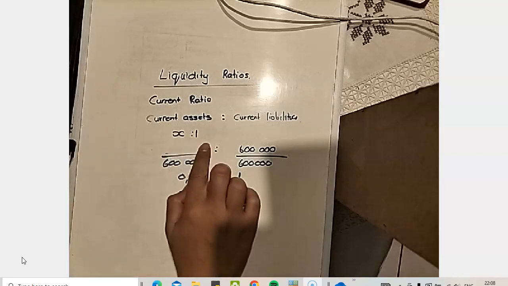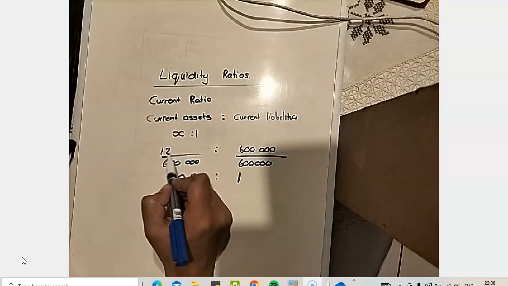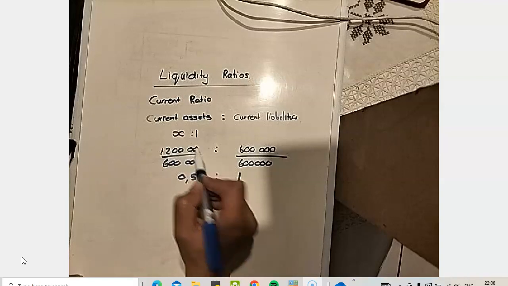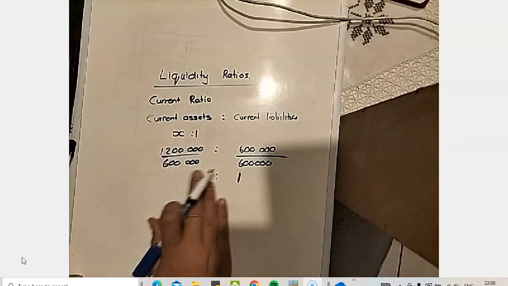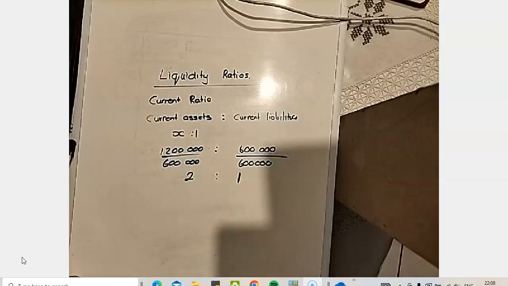But if you have, for example, 1.2 million current assets, that means it's 2 to 1. That means you can cover your liabilities 2 times with your assets. So if you can cover your liabilities with your assets, that's a good thing. If you can't, that means you're going to have a problem. So then it is not a good ratio for the company.